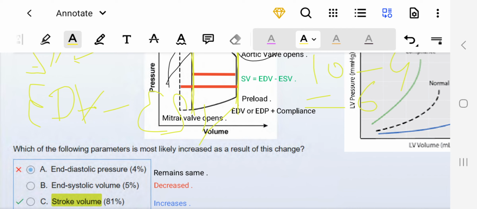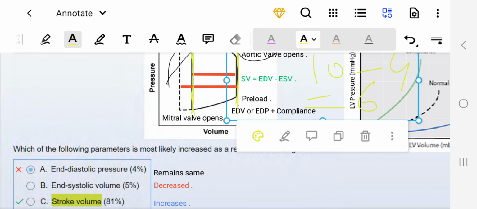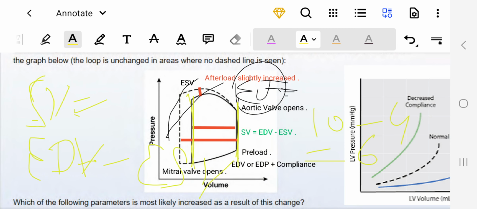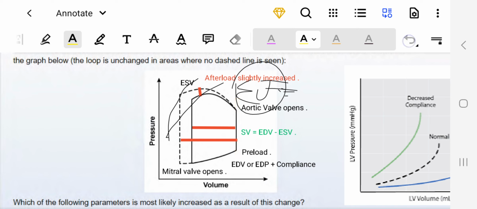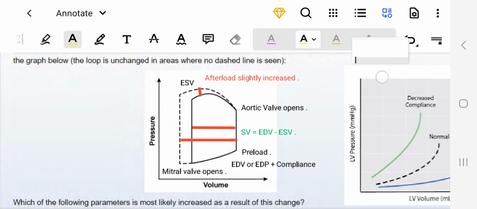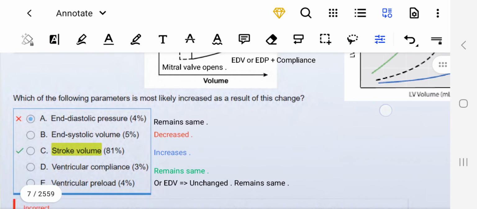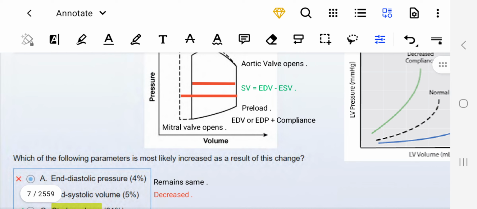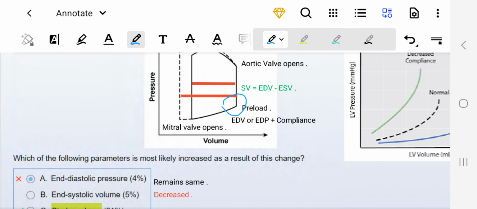Let me remove these things for you guys so that it could be easy. Okay, end diastolic pressure and end diastolic volume is over here.